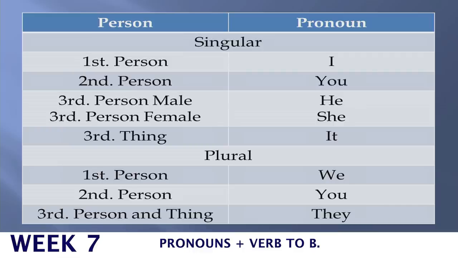In the plural form, we use for the first person the pronoun we. For the second person, you. And for the third person and thing, they.